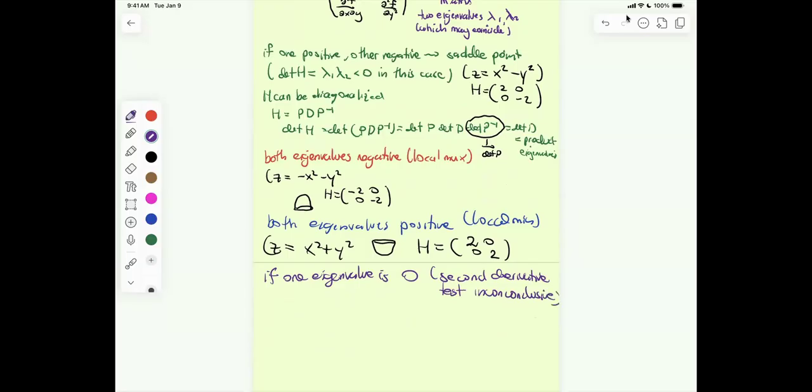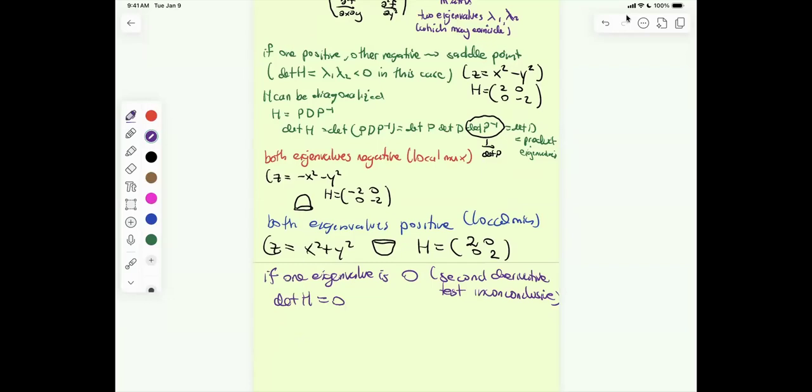And since the determinant is the product of the eigenvalues, that means in this case the determinant was zero. You probably remember this condition, that the determinant was zero, but you cannot classify the critical points using the second derivative test. The idea there is that anything can happen: you could have a max or a min or a saddle point in that inconclusive situation.